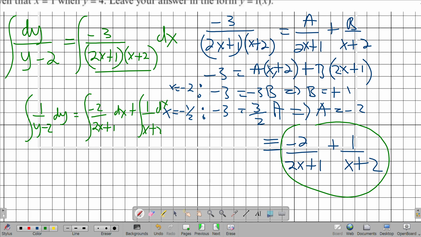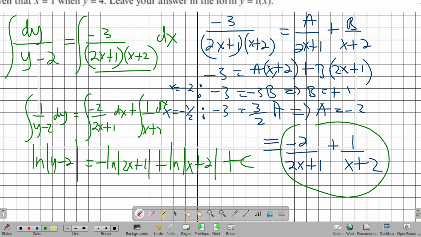Again, this is the same way. The integral here is natural log of y minus 2. The integral here is just minus natural log of 2x plus 1 plus natural log of x plus 2 plus c as your answer. Okay? And how you put this into a much simplified form is entirely up to you.